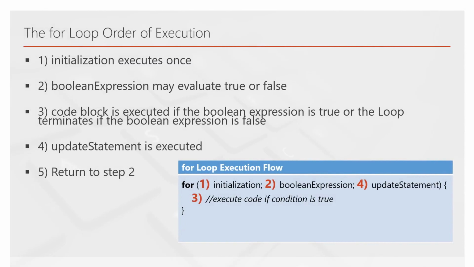This shows the order of execution for a for loop. The first thing that occurs is the initialization. Second is the Boolean expression, which is a condition that keeps the loop running. The third step is the execution of code within the loop. And the fourth step is an update statement, which will update a value that's used in the Boolean expression. After the update statement takes place, you return to step 2.